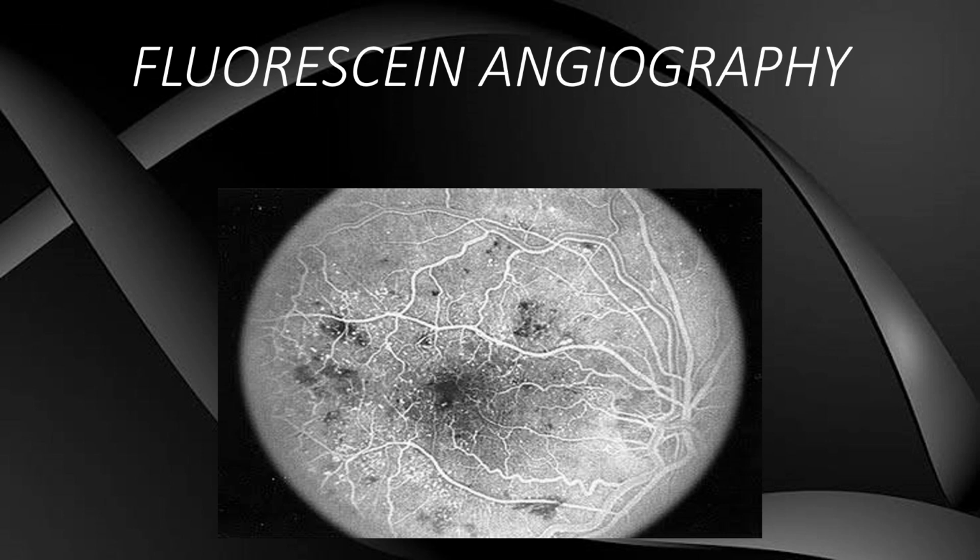Over a 10-minute period, serial black and white photographs are taken of the retinal vasculature, as you can see in the picture. The dye may impart a gold tone to the skin of some patients, and urine may turn deep yellow or orange, which we have to explain to the patient. This discoloration will usually disappear within 24 hours.